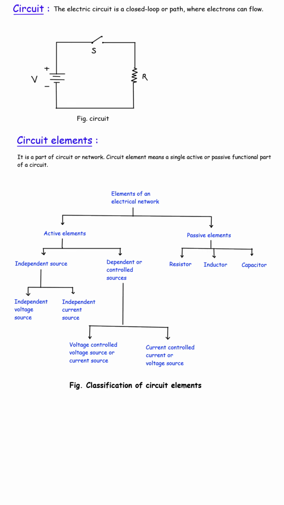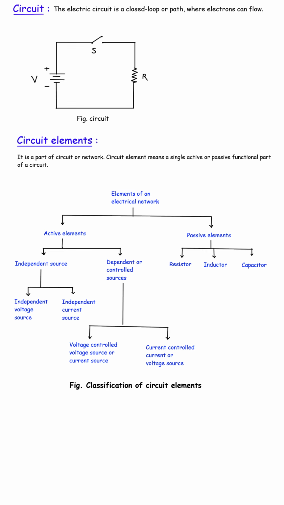Now, let's understand circuit elements, which are the building blocks of any circuit. A circuit element is any single component like a resistor, a source, or a capacitor that performs a function in the circuit. These elements are divided into two main types, active and passive.